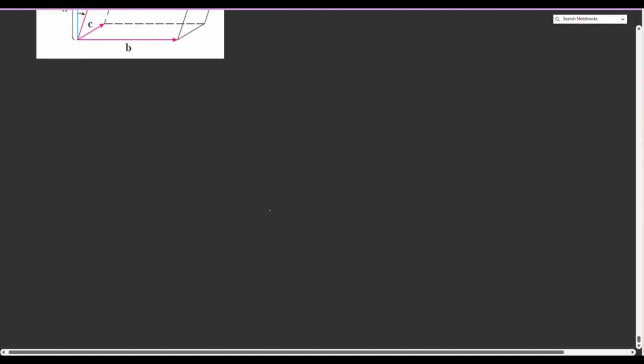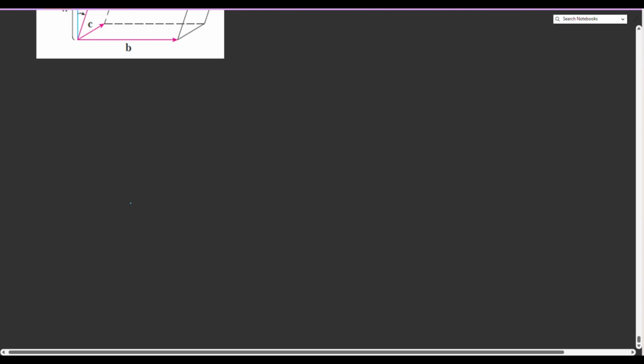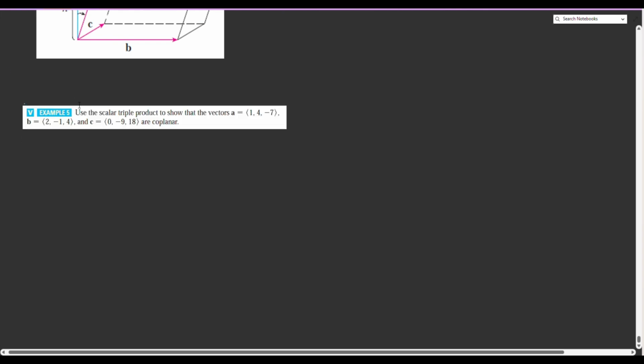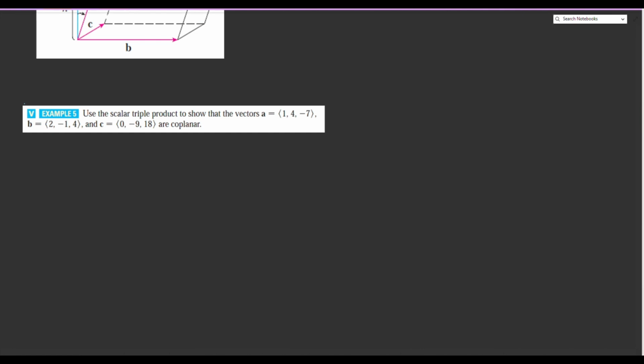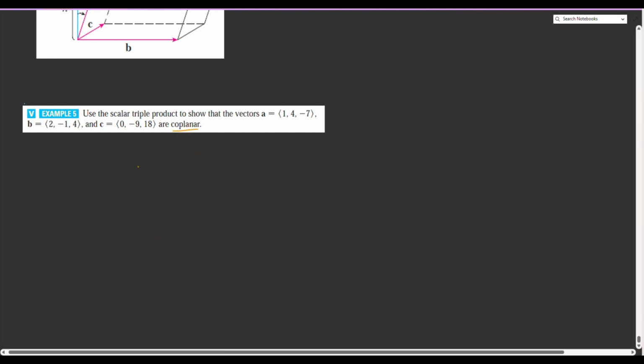Let's do an example related to this. We are given three vectors, and we need to find the scalar triple product of them. Use the scalar triple product to show that A, B, C are coplanar. First of all, let's find out the scalar triple product of these three vectors, and then I will explain to you what we mean by this coplanar.